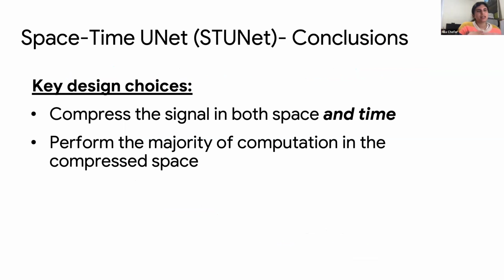Okay, so let's sum up the key insights that we had when we constructed our space-time unit. The first one was compress both space and time and do most of your computation on the compressed representation, which is similar to the intuition behind latent diffusion models, for example. We generate this latent that has condensed information on our input, and then we do the heavy lifting there, and then we can process the information much more effectively. And then the second thing that we just showed was that initialization really matters. So if you initialize your model wisely, it can converge better.